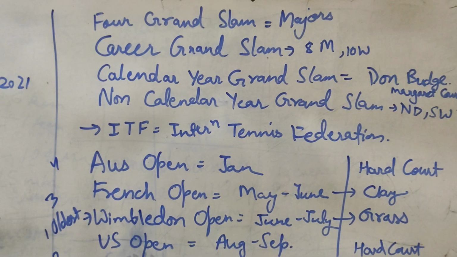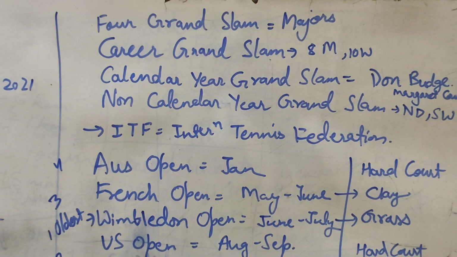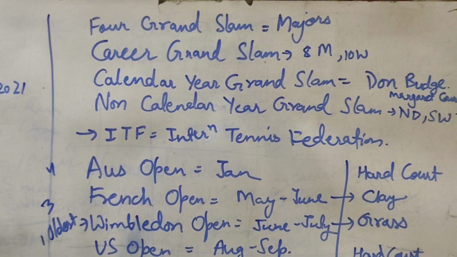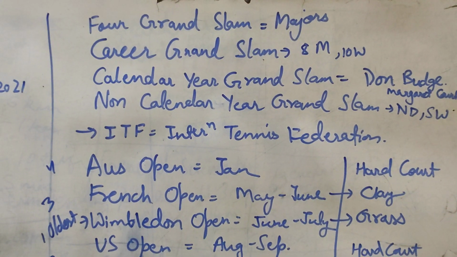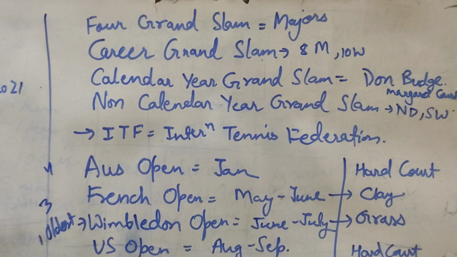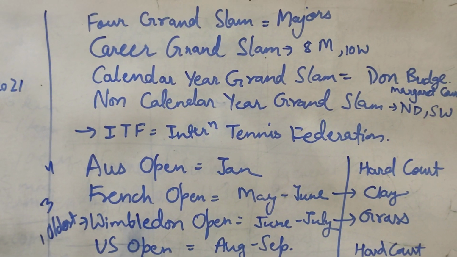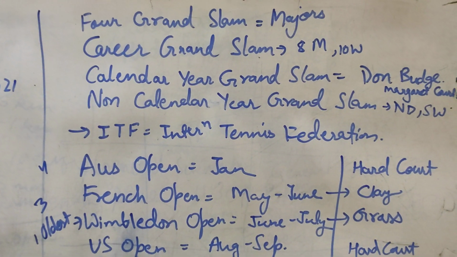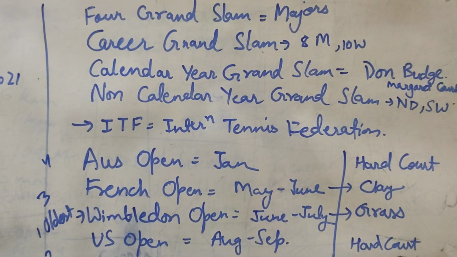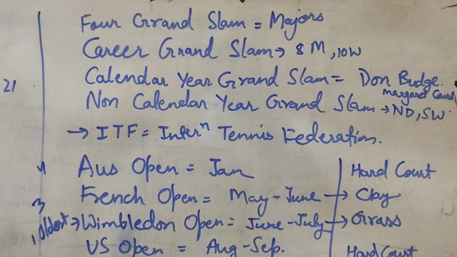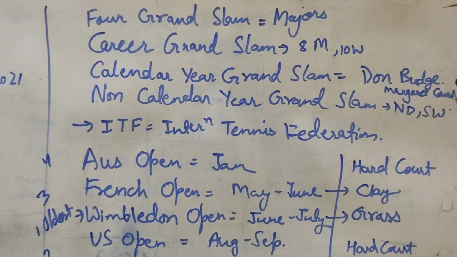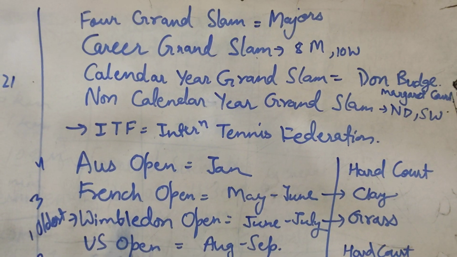So what I understood is career Grand Slam is basically when a tennis player, in their whole career, has won a Grand Slam, okay, who has won one tournament out of it. We can say one or many, in total how many doesn't matter. In career, that is in all of his or her career, the entire time she is playing.